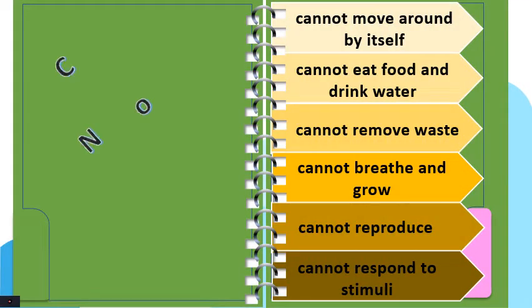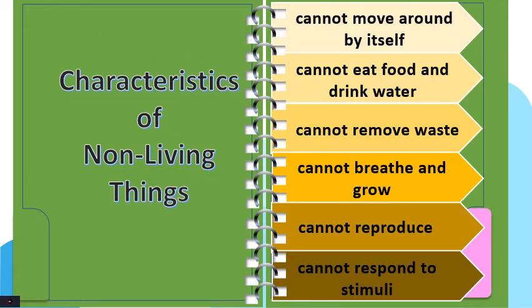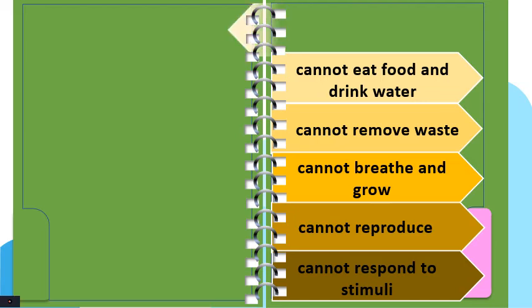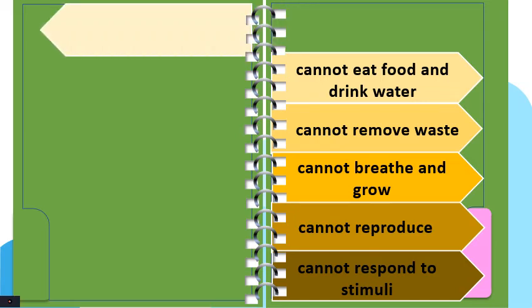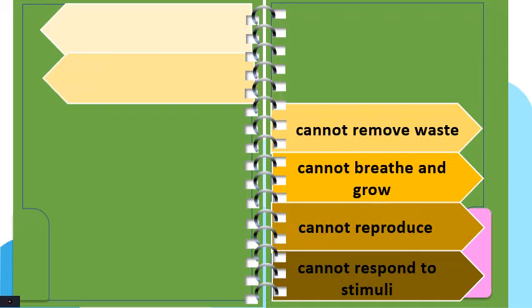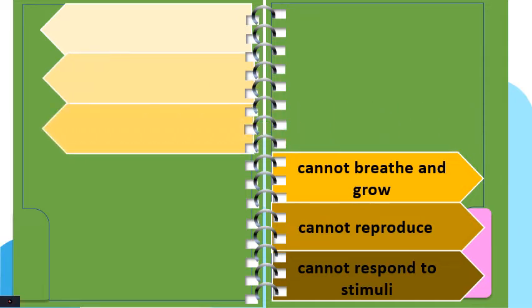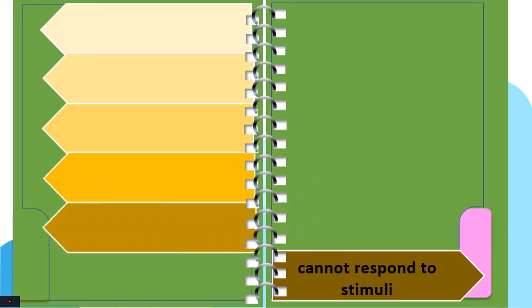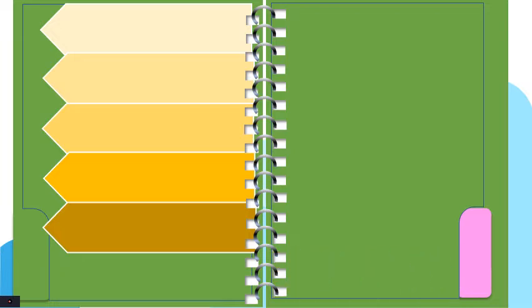Characteristics of non-living things. First, cannot move around by itself. Second, cannot eat food and drink water. Third, cannot remove waste. Next, cannot breathe and grow. Cannot reproduce. And cannot respond to stimuli.